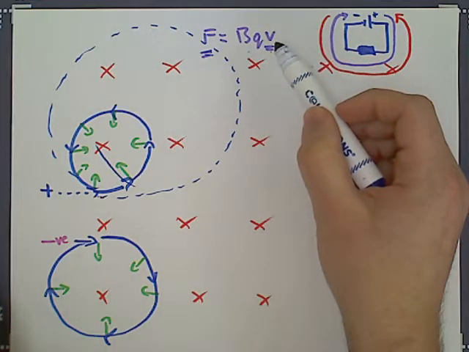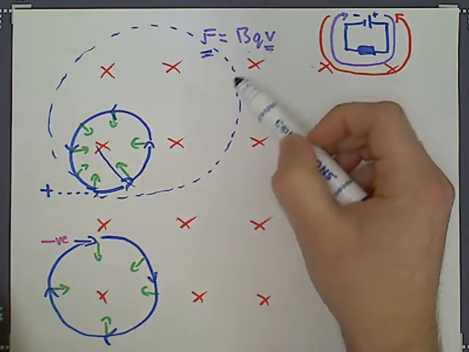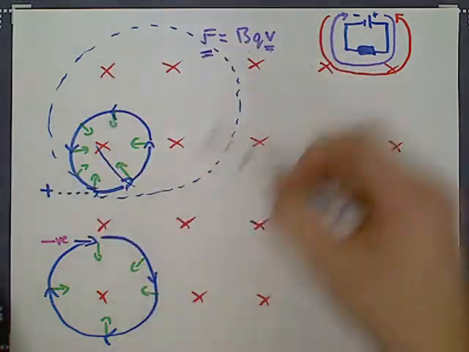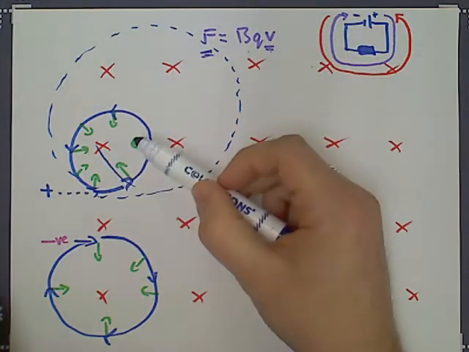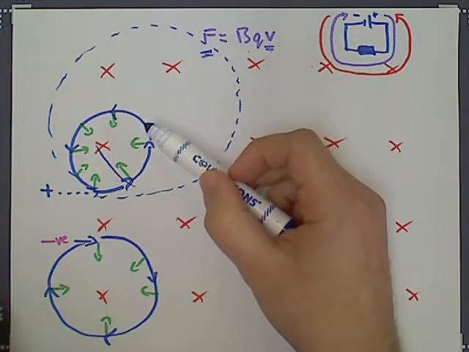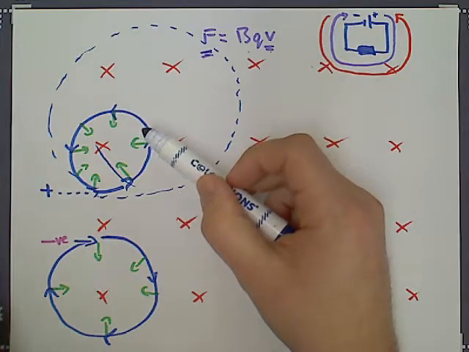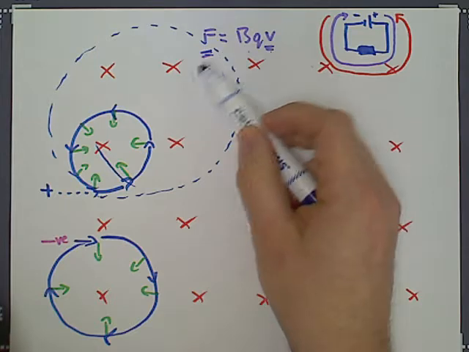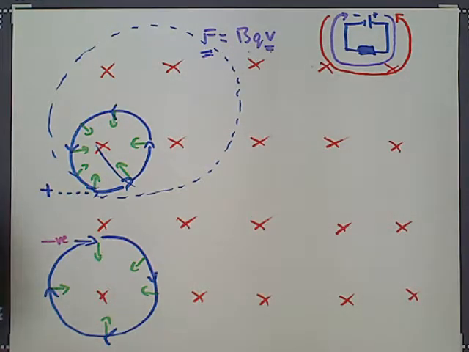So decreasing v, bigger circle; decreasing Q, bigger circle; decreasing B, bigger circle. And so as a result, the opposites will be observed: bigger v, smaller circle; bigger B, smaller circle; bigger Q, smaller circle, because of the relationship of this equation.